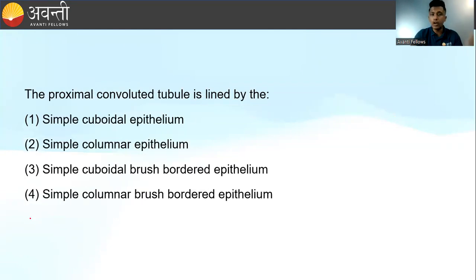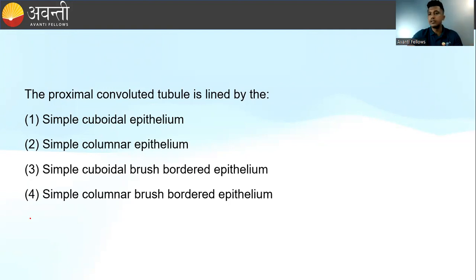Next one. The proximal convoluted tubule is lined by: simple cuboidal epithelium, simple columnar epithelium, simple cuboidal brush border epithelium, or simple columnar brush border epithelium. So when we talk about our nephrons, they have very unique characteristics in the types of cells and the composition of different cells in different places. After your Bowman's capsule comes the proximal convoluted tubule, and it has a very specific function: a lot of glucose is recovered, and a lot of salts like sodium and potassium are recovered.